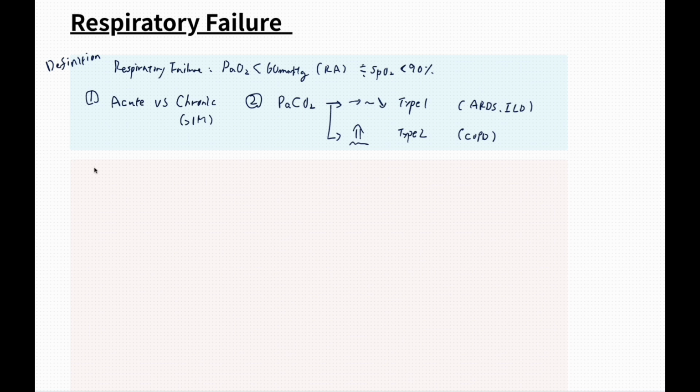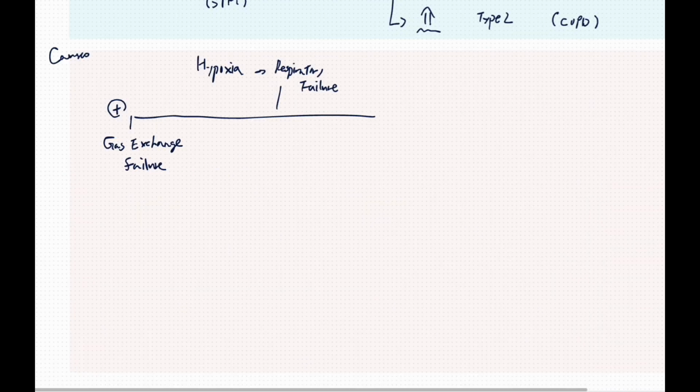Next, let's look at the mechanisms. This is a very high-yield topic for exams and extremely important in emergency and critical care. When you find hypoxia, the first question is whether this is truly respiratory failure. Once confirmed, the causes can be divided into two large groups, whether there is a gradient increase or not. The first group is gas exchange failure. This category includes three mechanisms: VQ mismatch, diffusion impairment, and shunt.